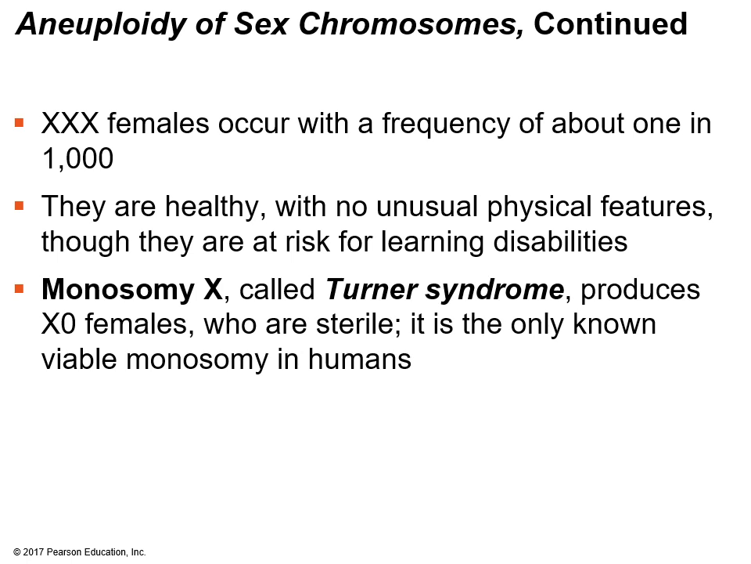Females with an extra X chromosome occurs with a frequency of about 1 in 1,000. They are healthy with no unusual physical features, though they are at risk for learning disabilities. Monosomy X, also called Turner syndrome, produces females with only one X chromosome who are sterile, meaning they cannot reproduce. It is the only known viable monosomy in humans.